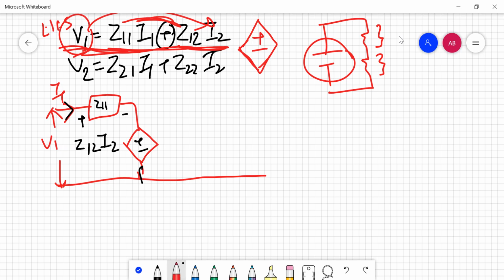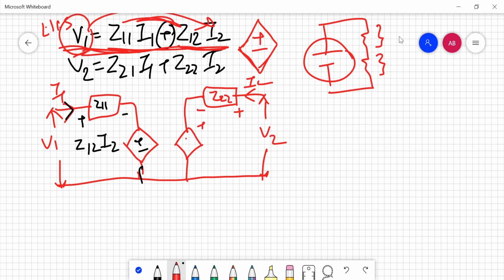So now we come on to the output port. Similarly, here you will be writing your Z22. Here is the current I2 of the output port. This is your V2. And now again this diamond shape. Now the current is entering here, positive, negative, so again it will be positive, negative here. Let's give the value here, because now your output voltage is dependent on the input port current. So this is Z21 I1, and this is your current dependent voltage source. So this is your equivalent model of the Z parameters.